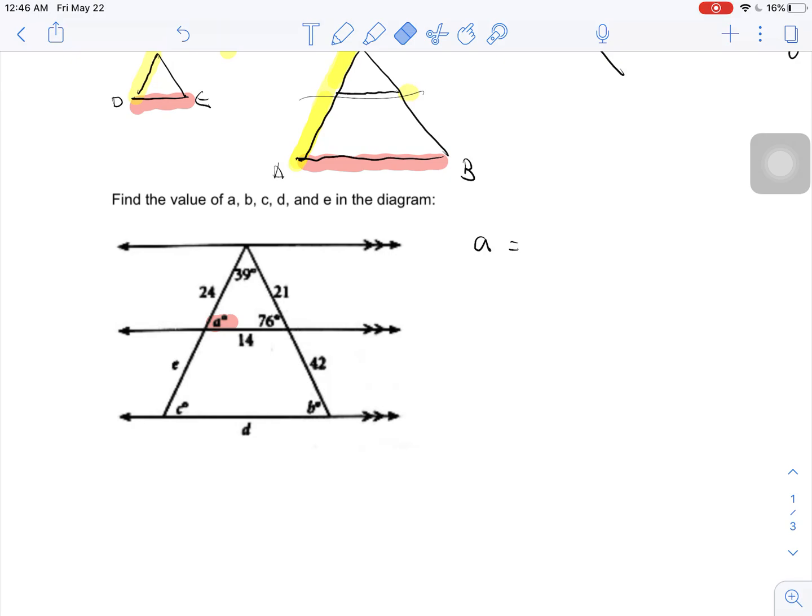The second thing you should always keep an eye out for and remember is that the angles in a triangle add up to 180 degrees. In this case, we can use that to figure out angle A, because if you look at the little triangle, we know both of the other angles. We know this is 39 and this is 76. So 39 plus 76 plus A equals 180.